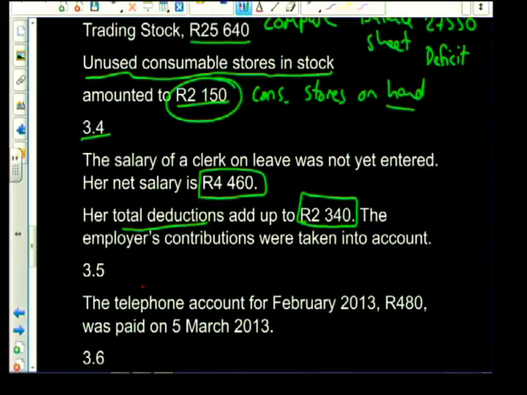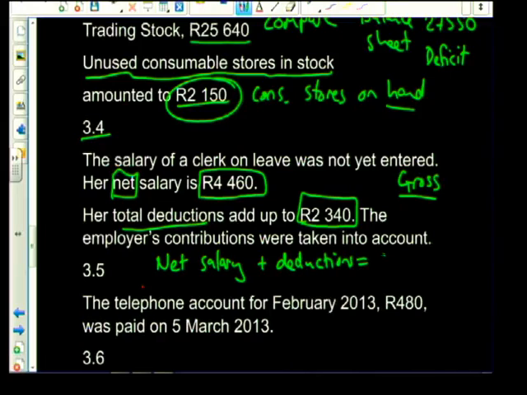And what they're testing here is that you know that in the income statement, we do not record just the net salary. In fact, in the income statement, we record the gross salary. And once you know that, the adjustment is very easy. So we need to calculate the gross salary, and you should remember that the gross salary is a concept from grade 10. If you take your net salary and you add all your deductions, you get your gross salary, and the gross salary is the amount that should be shown in the income statement under salaries and wages. So it's quite easy if we know how to do the calculation.